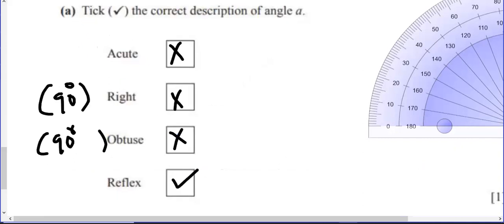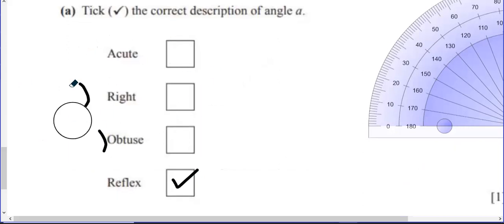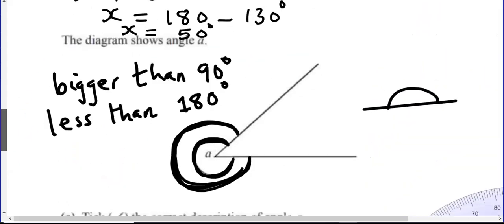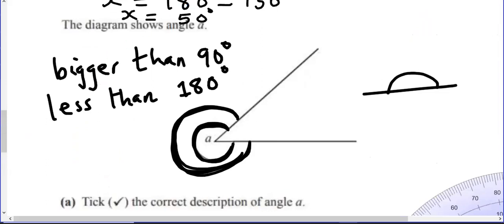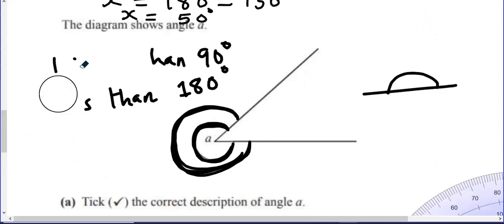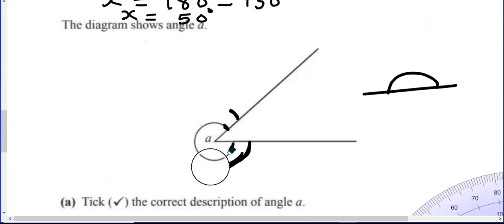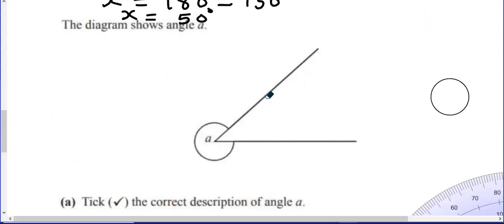So we tick the correct description. The correct description here will be reflex angle, so go ahead ticking that part. Okay, I think that is clear. Angle A is reflex, not acute, not a right angle, not even an obtuse angle, but rather a reflex angle.